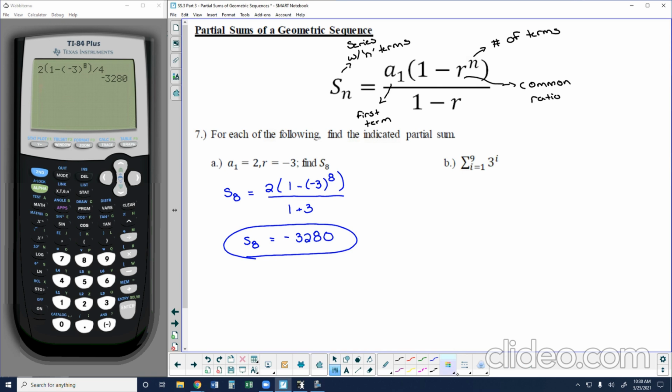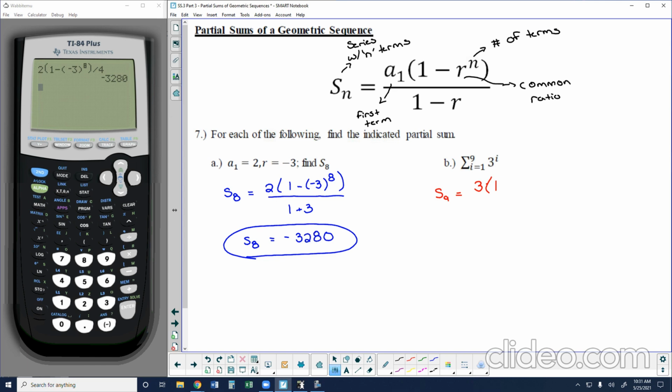Let's take a look at problem 7b. In this case, we're given the sigma or summation notation, but it's going to be a series of 9 terms, starting with 1 and going to 9. So our first term would be as if we substitute in 1 for i. i is a variable in this case, not an imaginary number, so don't be confused there. I'm going to substitute in 1 for i to get my first term of 3.